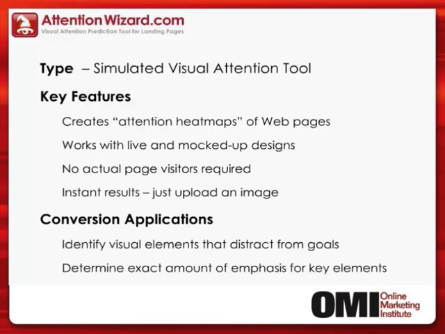So basically what you can do is upload a screenshot of a live page or even just a mock-up of a design you're thinking of that's not even live on the web and instantly get what we call an attention heat map of the page. And the conversion applications are very powerful. Basically, it helps you identify visual elements that distract from your conversion goal. It also helps you fine-tune the visual presentation and make sure that the emphasis of the elements on the page is just right and not overdone and not underdone.